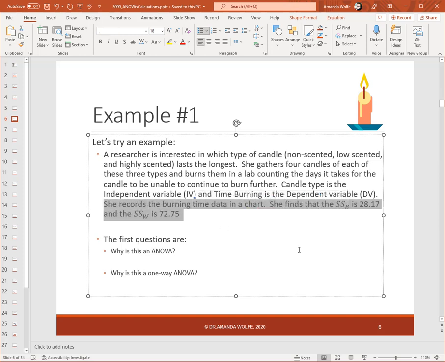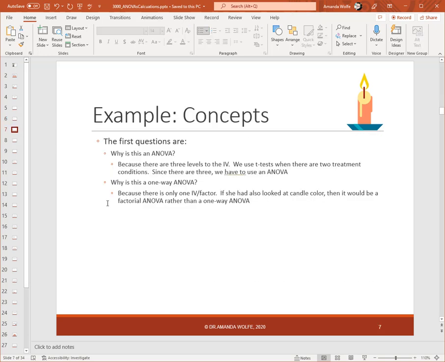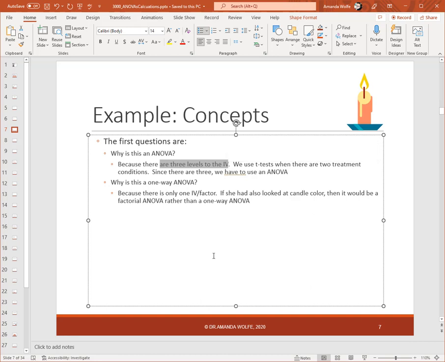I also give you some of the sums of squares to get you started. But before we get there, let's get to our first questions. Why is this an ANOVA, and why is this a one-way ANOVA? Well, this is an ANOVA because we have 3 levels to our independent variable, to our factor. For a t-test, we can only compare 2 things. We have 3 types of candles. So because we have 3 types of candles, we can't use a t-test. We have to use an ANOVA.